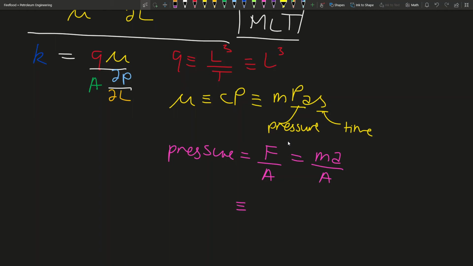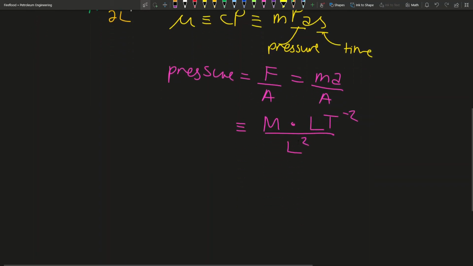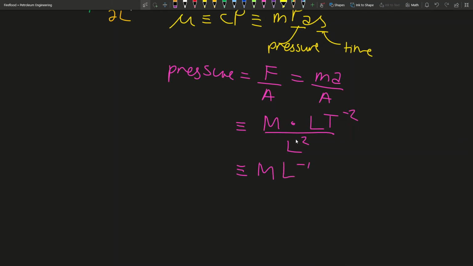Dimensionally speaking, mass is capital M. Acceleration is given by length divided by time squared, which is LT^-2. And A is area, which is given by L^2. All told, this can be rewritten as ML^-1 T^-2.